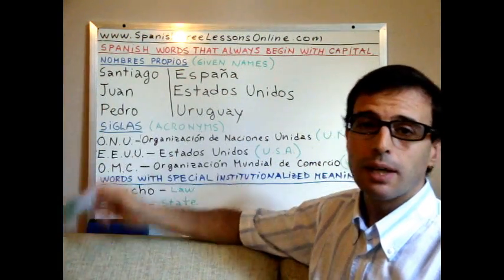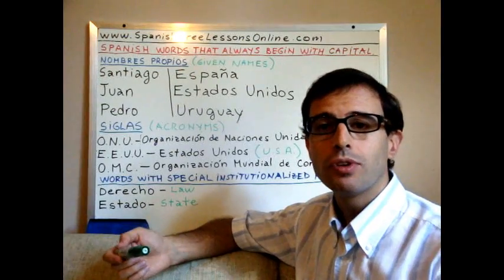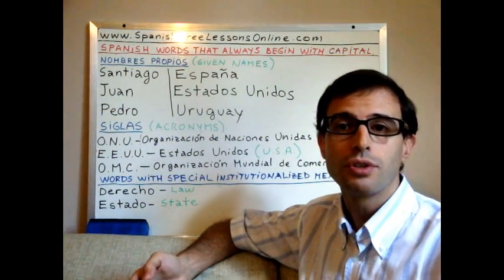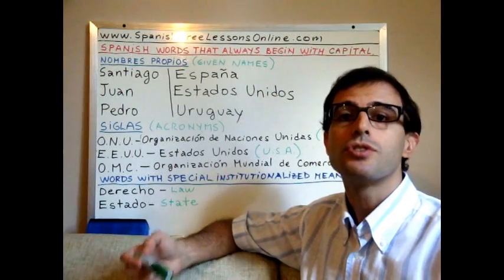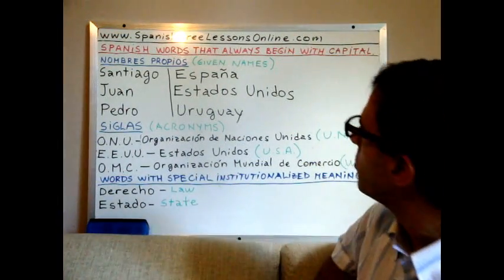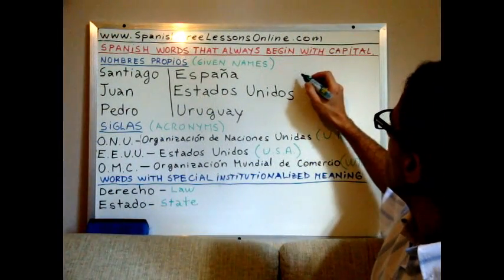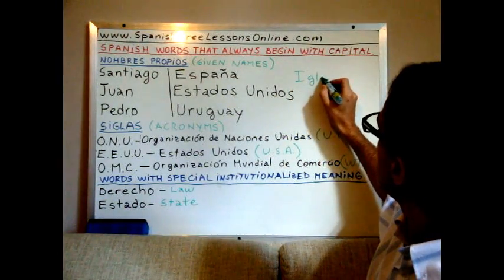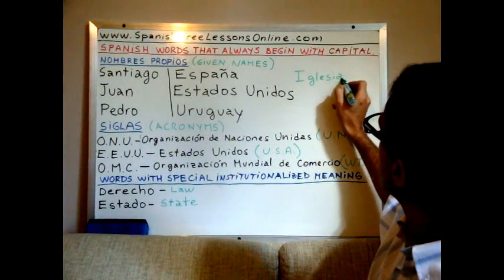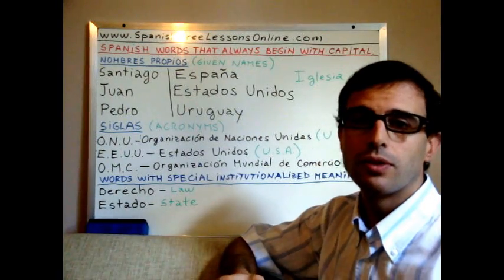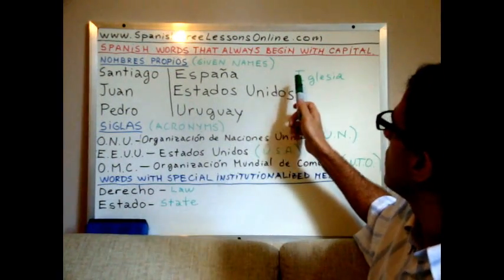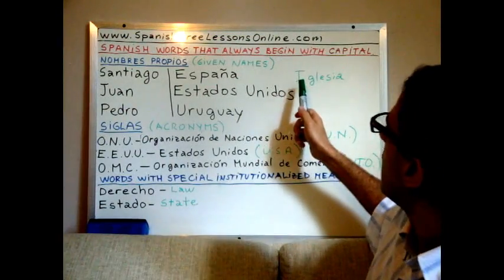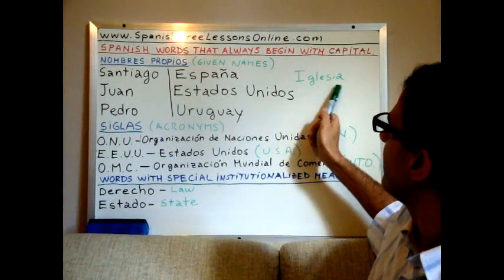And given names also include the names of institutions. So when we refer to the church, we always write it with a capital I, Iglesia, because it's a universal institution. This usually is written with a capital I, the church, Iglesia.